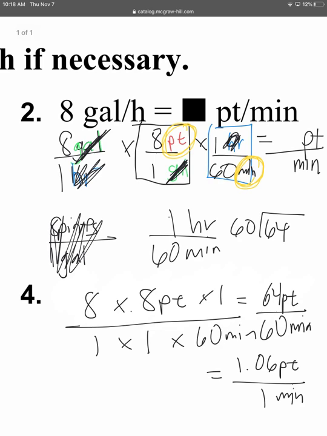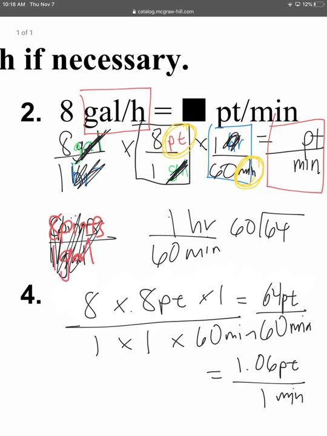Let's backtrack just to see what we did. We started out and we had to identify, we started out with gallons per hour. So we wrote it here, gallons per hour. And then we identified here that we wanted to go to pints per minute. The second step, we had to identify the conversion rates that we needed to know. We needed to know pints per gallon. So we wrote how many pints there were in a gallon. There's 8 pints per 1 gallon.